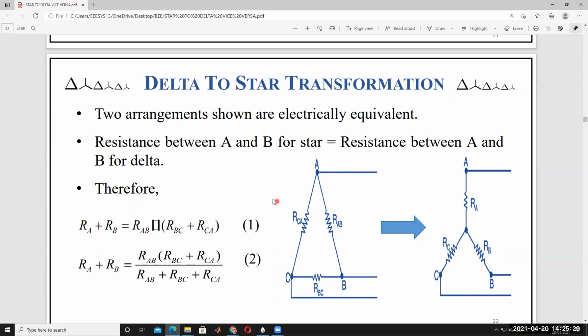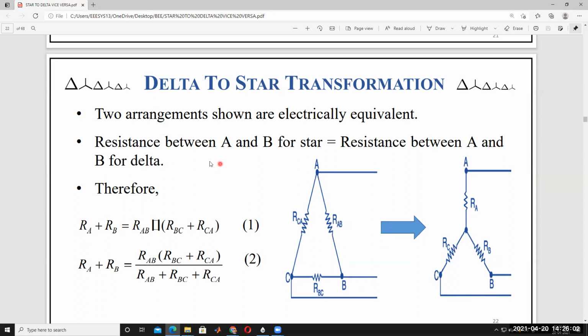So only the A and B terminals are connected, and only the AB terminals are considered in that case. This is a closed loop circuit, so we have to consider RCA, RBC, and RAB. But between A and B in the star, consider only RA and RB, because there is no current flowing through the C branch, so we do not consider it.